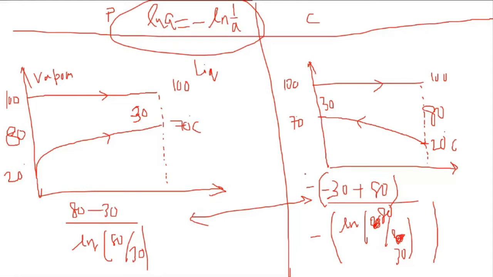So if you will cancel out the minus signs, here minus sign and minus sign is gone. See, what are we getting? 80 minus 30 divided by ln 80 by 30. So are both the terms same? Yes, sir.